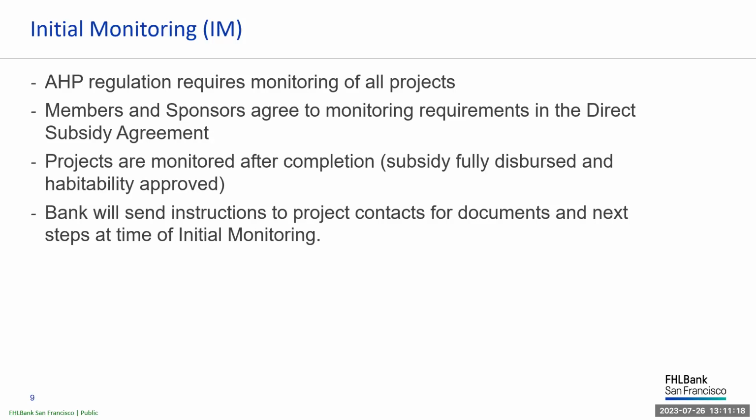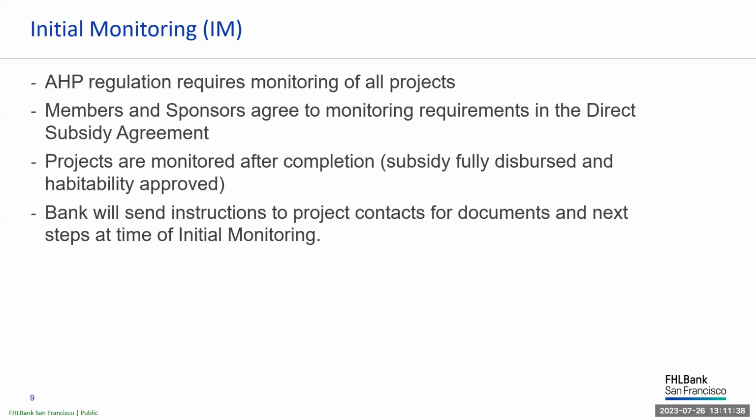When the project is deemed complete, meaning construction is complete, the AHP subsidy is fully dispersed, and all home buyers' loans have closed escrow, the bank will contact both sponsor and member to start collecting materials for the initial monitoring review. This includes documentation that was not collected at disbursement. The project sponsor and member will be notified by email.